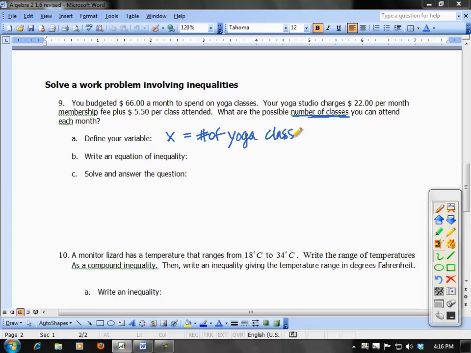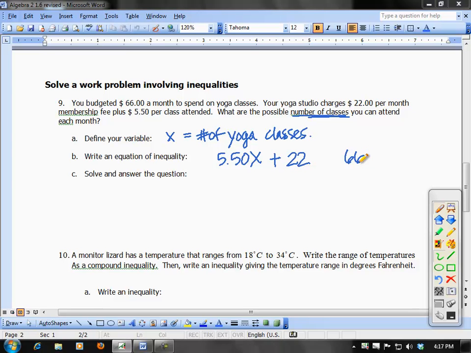Okay? Because I know that X is tied to classes, we will use the 5.50 with that. So let's write our inequality. It costs $5.50 per class. Plus, I also get charged just a regular $22 fee no matter what I do. But I only have $66 a month. So somehow the 66 has to play into this.